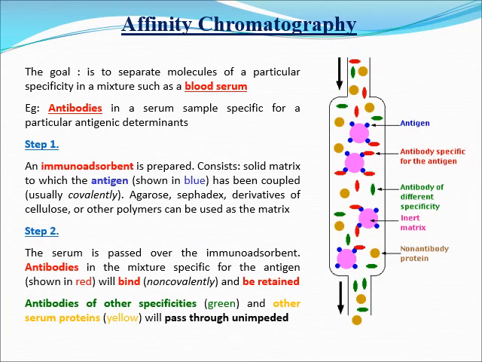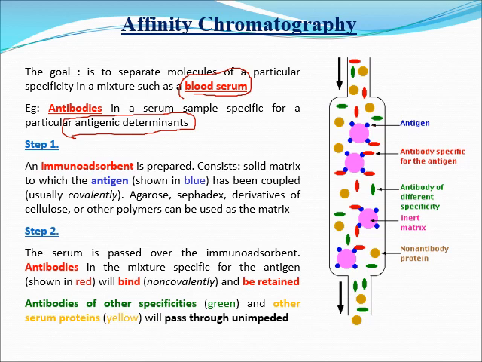So this is an example of affinity chromatography. The goal is to separate molecules of a particular specificity in a mixture such as blood serum. For example, an antibody in a serum sample specific for a particular antigenic determinant. So we already have the suitable antigen. The antigen is the ligand, the blue color. The antigen will bind to the antibody that we want, which is the red color.